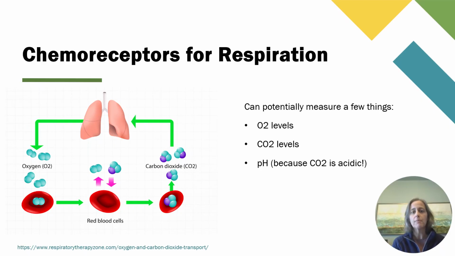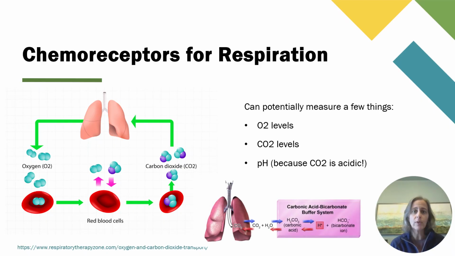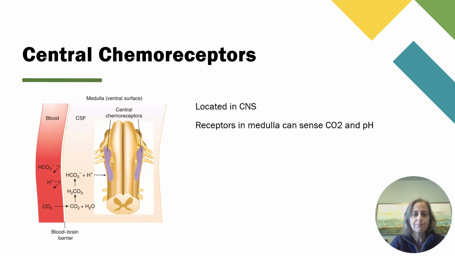So pH, of course, is a measure of how acidic or basic something is. And carbon dioxide, when it combines with the water in the plasma of our bloodstream, forms carbonic acid. So carbon dioxide is acidic. So the more carbon dioxide we have in our blood, the more acidic, or lower in pH, because acids, remember, have lower pH, less than 7, our blood will be. So we can also use pH as kind of a proxy measure for carbon dioxide. So those are the three things that chemoreceptors used for the respiratory system are potentially going to be measuring.